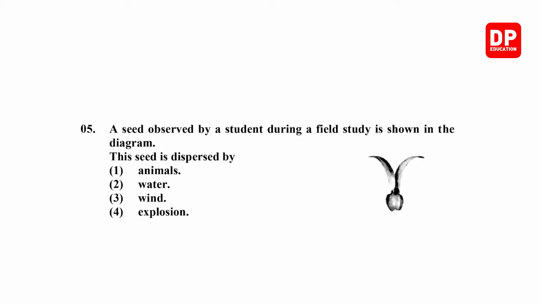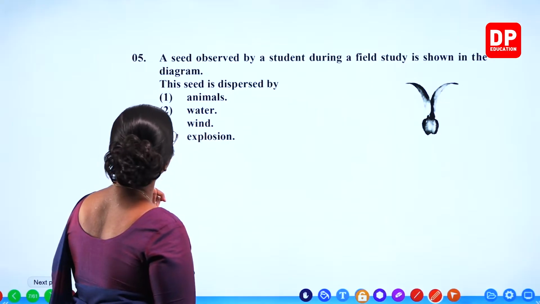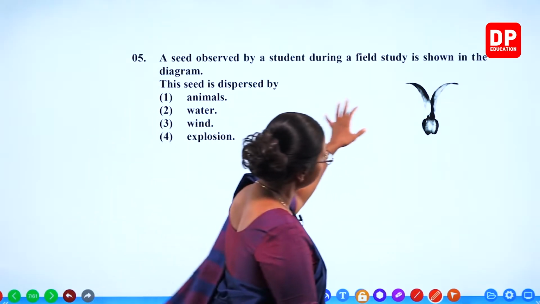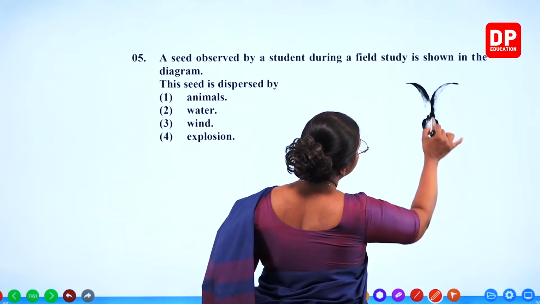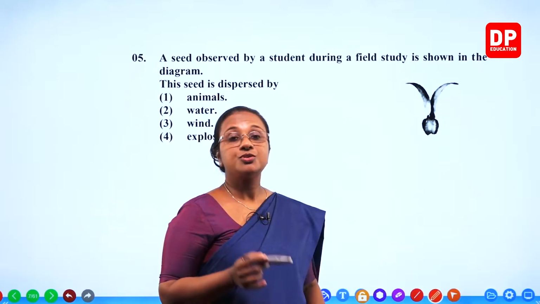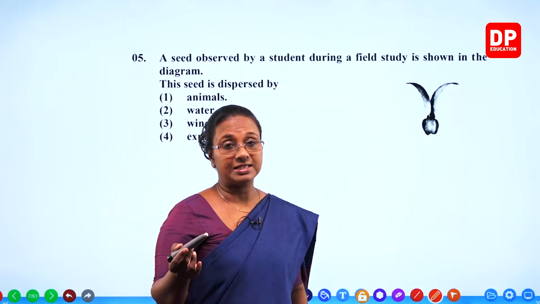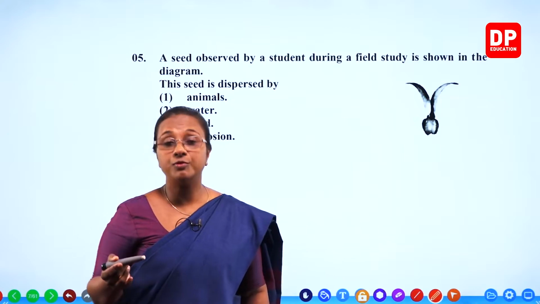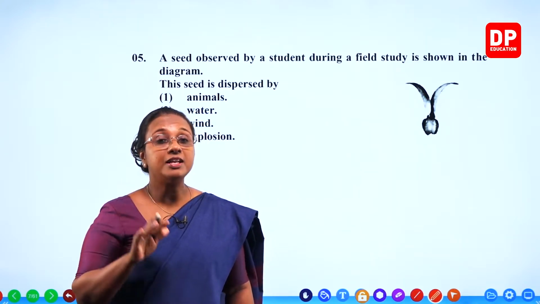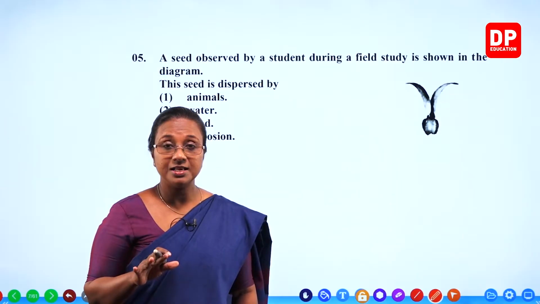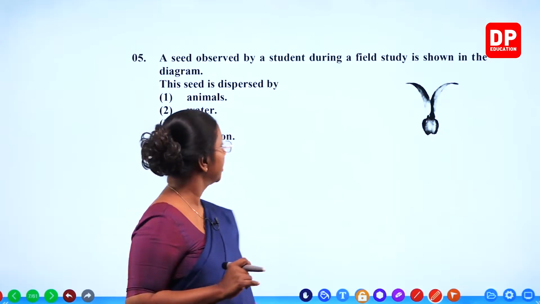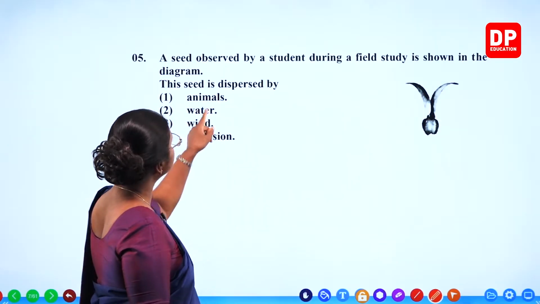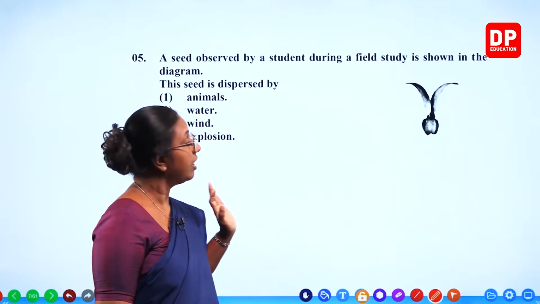Question number 5. A seed observed by a student during a field study is shown in the diagram. You can look at the seed, students. Here you can see this part is the seed. Then there are two wing-like structures. From that you all are familiar with this. Now, we have discussed the dispersal of fruits and seeds, and you know there are different ways in which they are dispersed, and depending on how they get dispersed, they have different adaptations. So, if you look at the question, this seed is dispersed by. That is what you need to answer also.